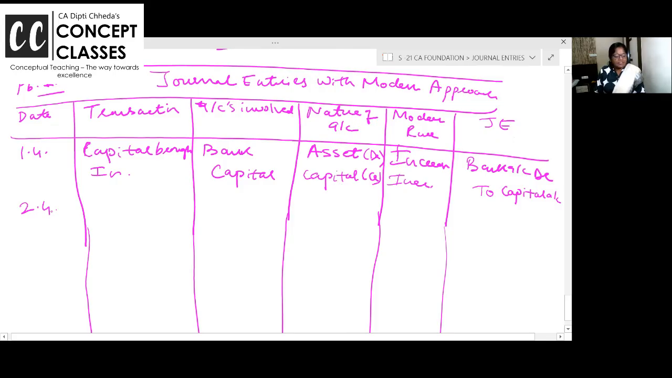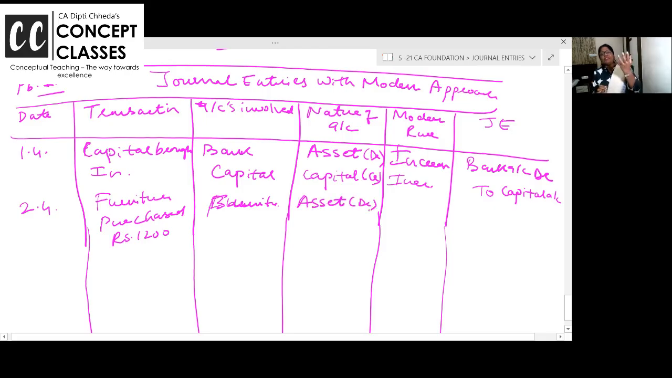He purchased furniture, rupees 1200. So what are the accounts involved? Furniture. It's an asset, you are buying it, right? Furniture is an asset. What is the basic nature of furniture? Debit. Is furniture coming in? Is furniture increasing? Yes. Furniture is debit. When you buy furniture, more debit. Furniture account debit.